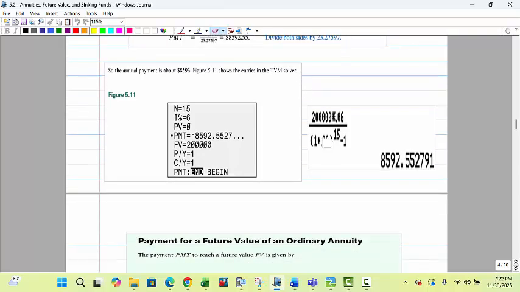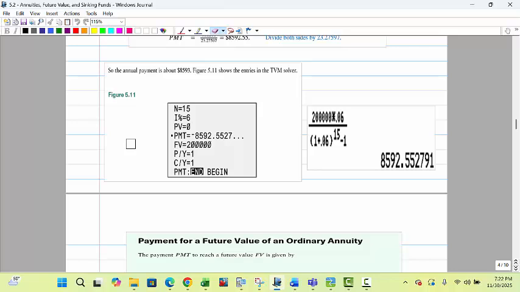And so you didn't have to divide by anything here. So in the TVM solver, 15 for N, 6%. This time you put in the future value, which is 200,000, 1 and 1 for annual, end, and then you go up to payment and you do the alpha solve that we did in the last one, and it's going to spit out the payment. Okay, that's a good example.